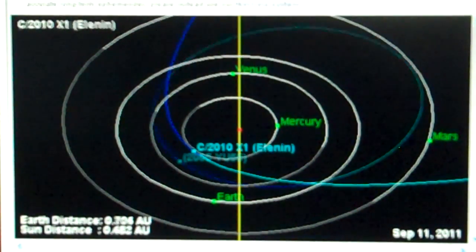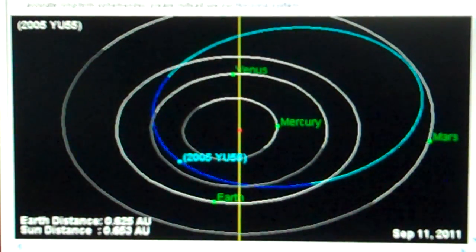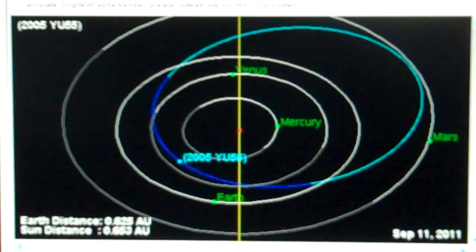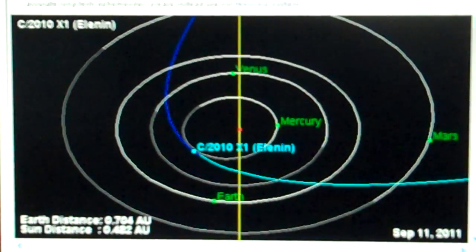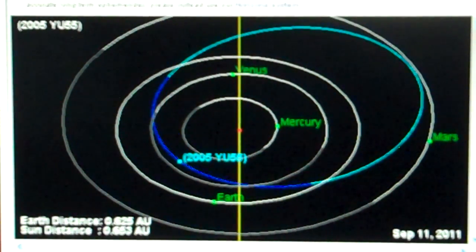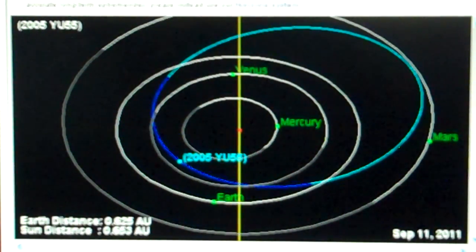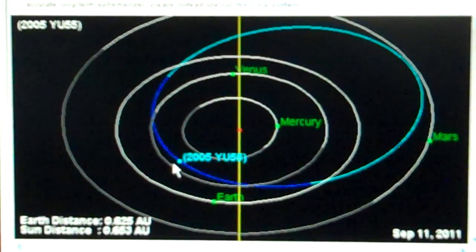I want to flip back and forth. There's Comet Elenin. There's YU55. Comet Elenin, YU55. Those are pretty much in alignment with the Sun also. I'm showing you that because I'm paying attention to this alignment to see if there's any interaction between Comet Elenin and YU55 that might alter YU55's orbital path.